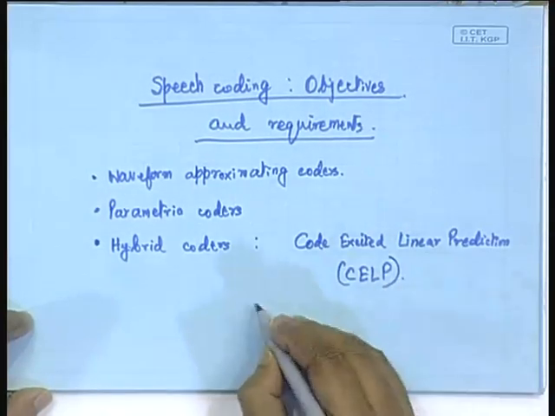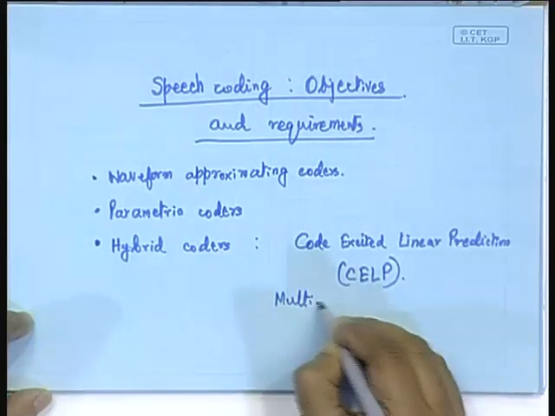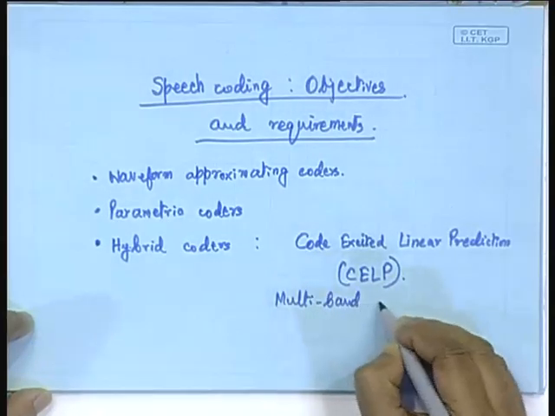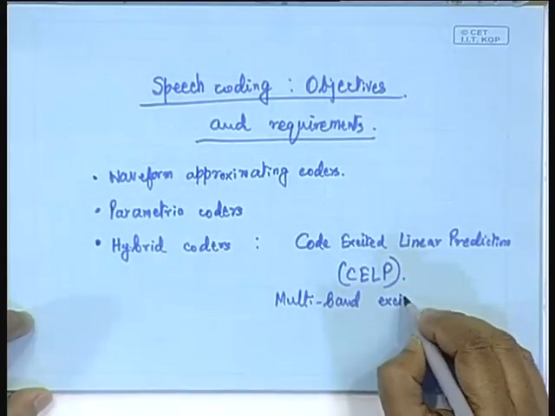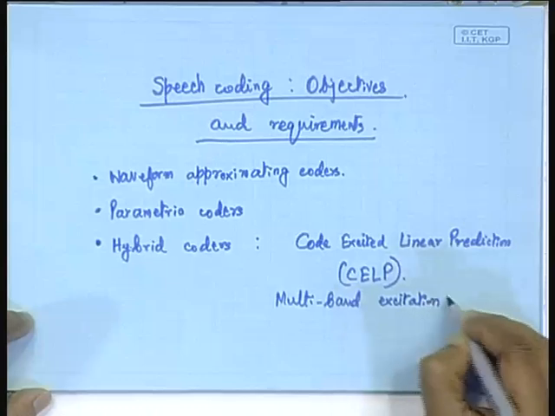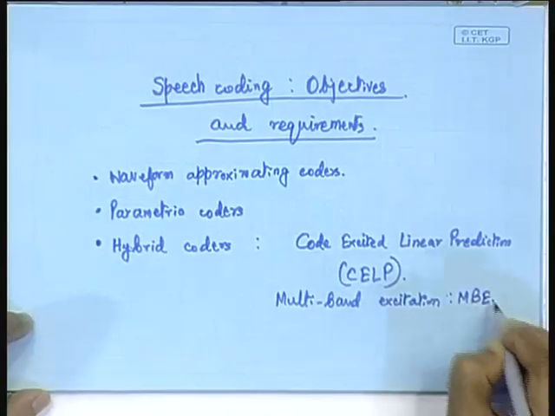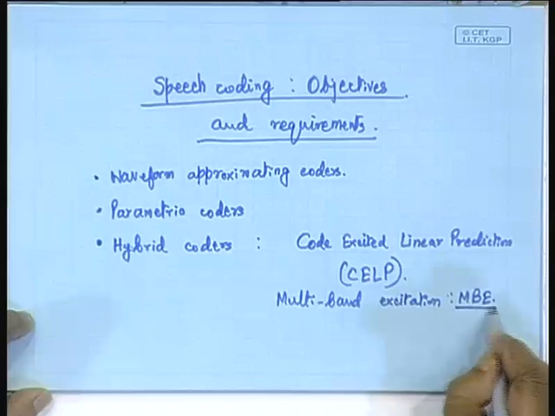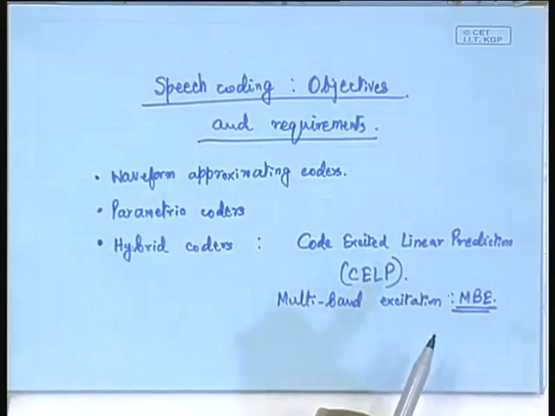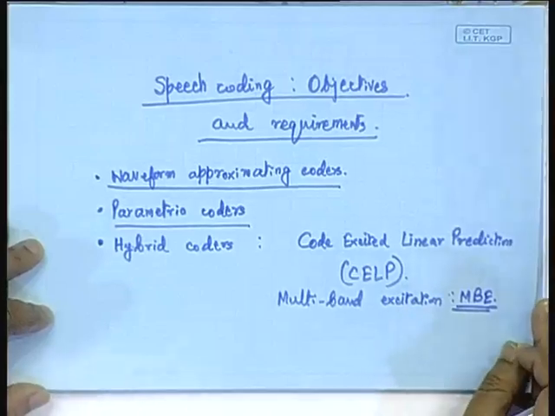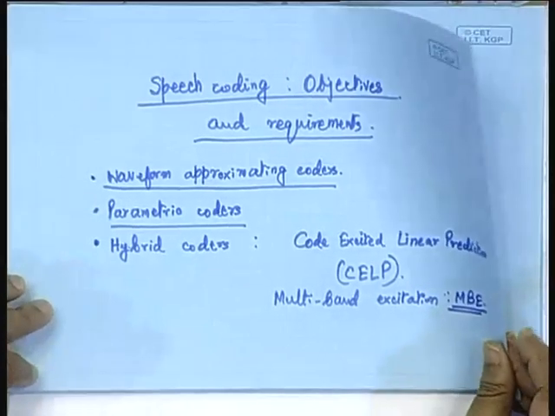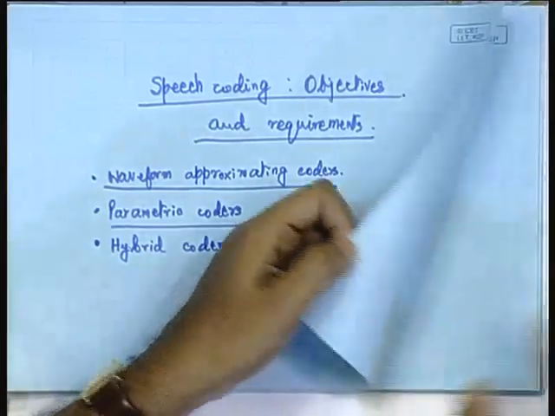And also the multi-band excitation technique. We are not going into details of this right now, but later on we will be talking more about the parametric encoding scheme. Multi-band excitation corresponds to what we call MBE in short form. Now, just to tell you about some qualitative difference between these two major forms of coders, waveform approximating and parametric, we can give a subjective comparison in this manner.